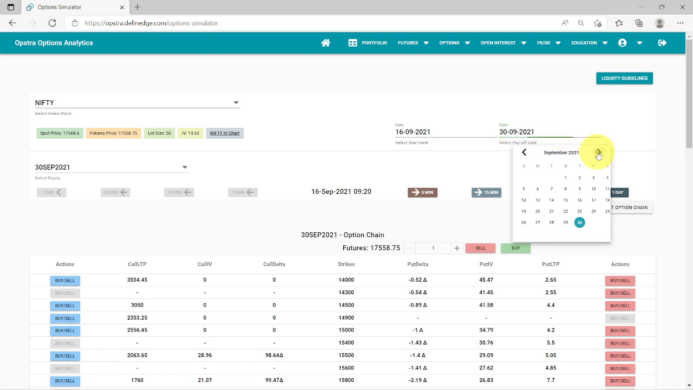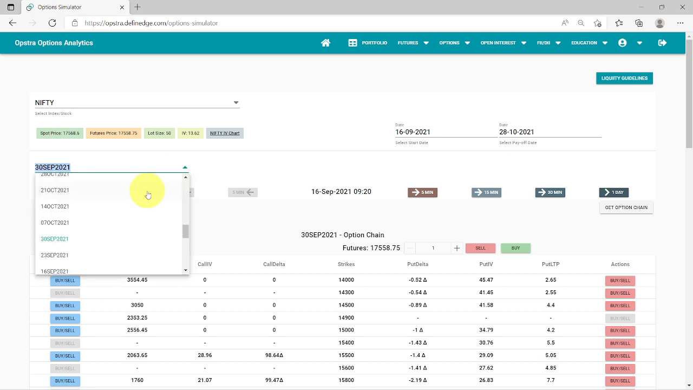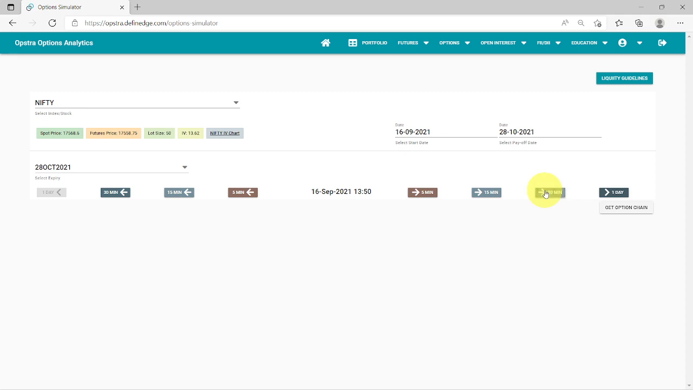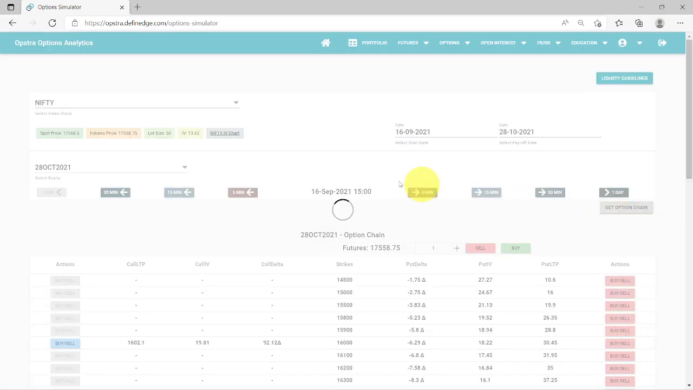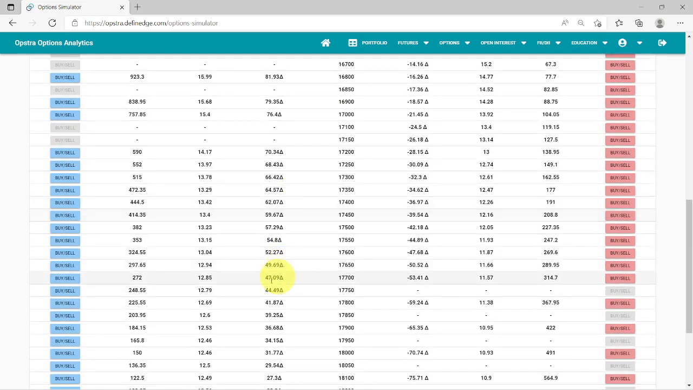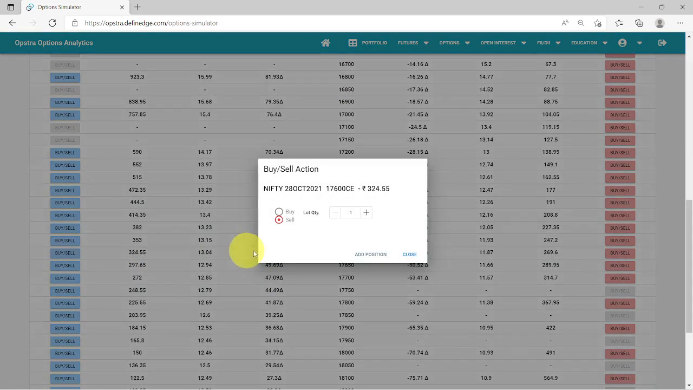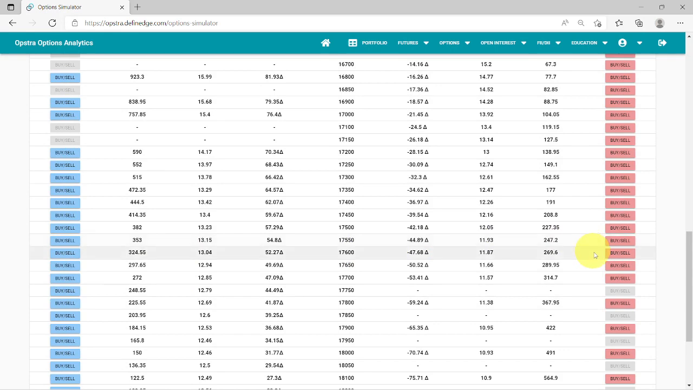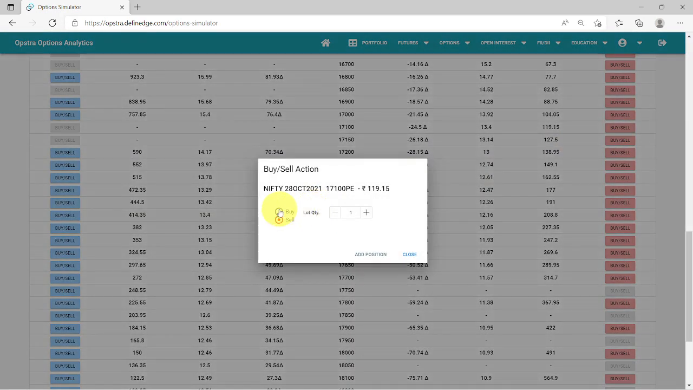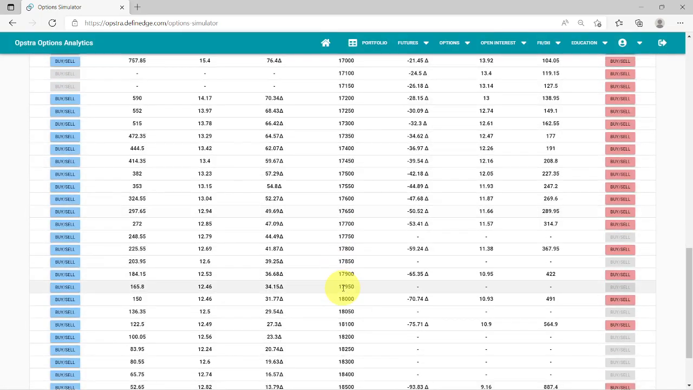Now for the month of October, I have given the third expiry of September and expiry day of October. And let's see where market was at 3 p.m. It was trading at 17,600. So let me sell the 17,600 call and put, and buy 17,000 and 18,000.